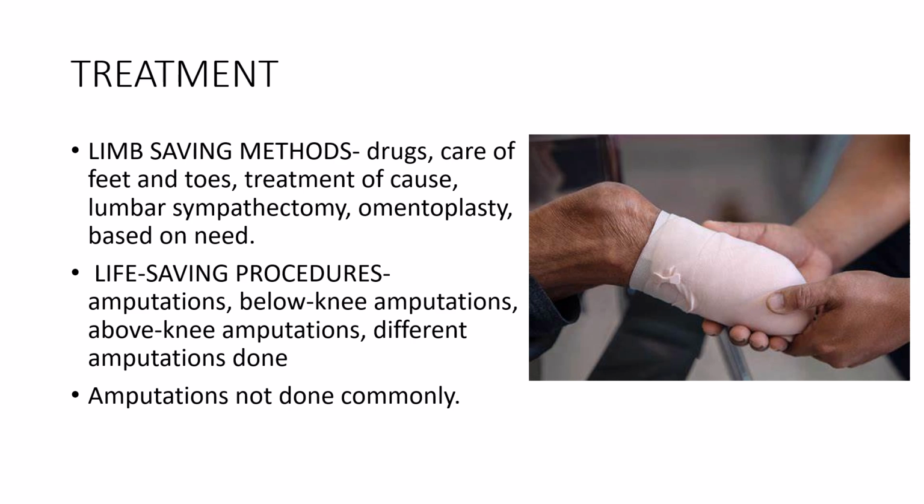We have limb saving methods. We have to give them drugs, and care of the feet and toes should be done. Treatment of the cause is done. We can go for lumbar sympathectomy or mentoplasty based on the need. Then we have the life saving procedures. For this, we would rely on amputations, below knee or above knee amputations, and different types of amputations are there. We will learn about amputation alone in further videos. Amputations are not commonly done.